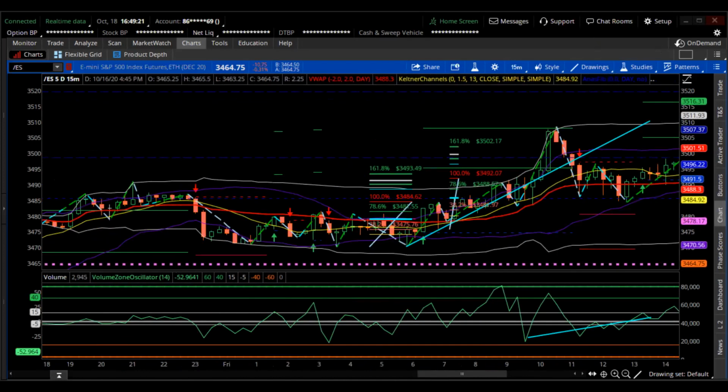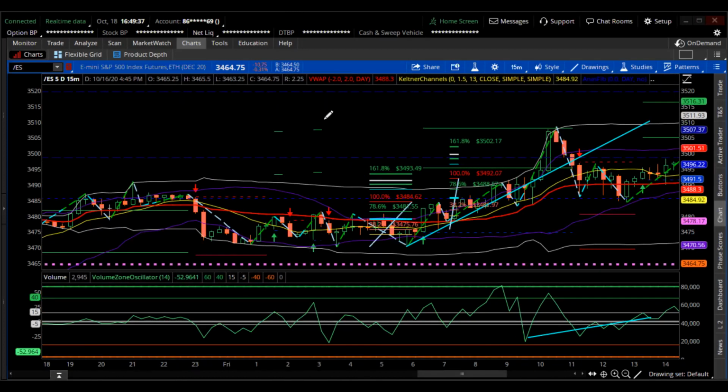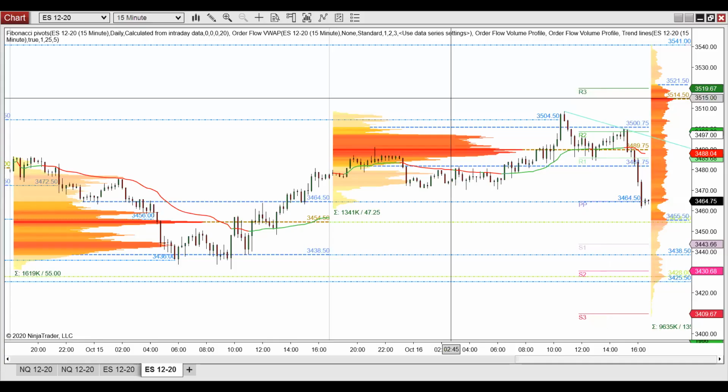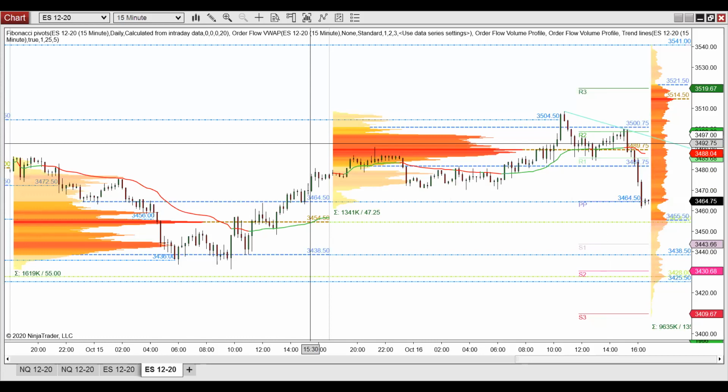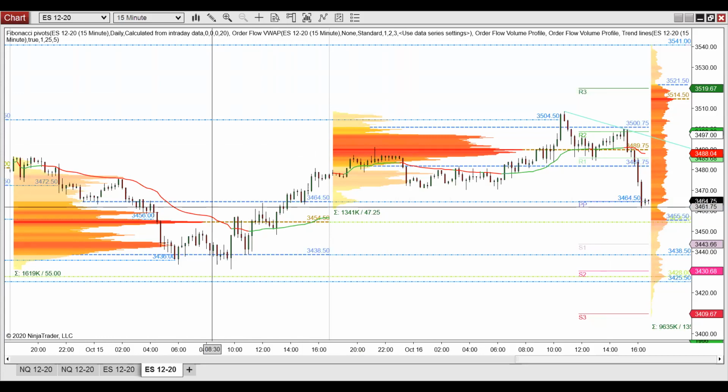So I'm gonna turn this off and try and think of another strategy that I use. But I think that's the only thing I could think of and show you. Okay, so this is a 15 minute pattern. Now, when I do use the Ninja Trader, this is a Ninja Trader platform.